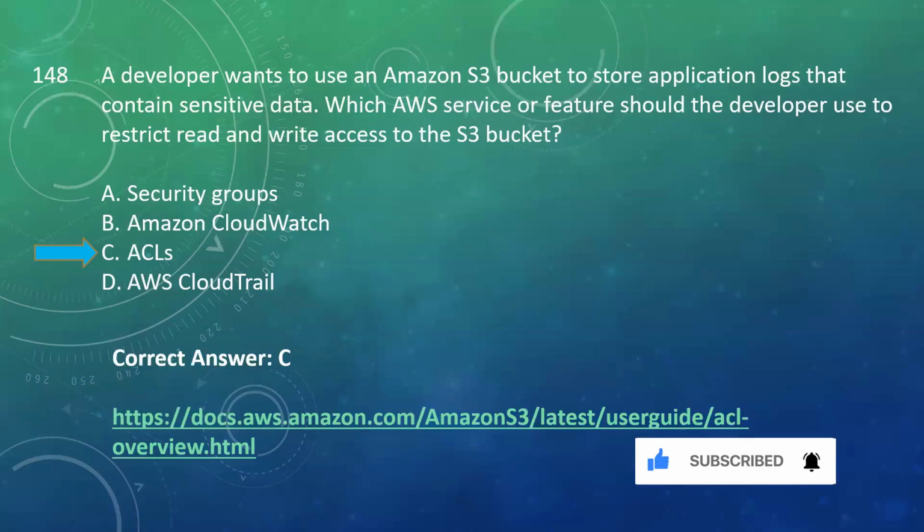ACL, the full form of which is access control list, is one of the resource-based options that you can use to manage access to your buckets and objects. You can use ACLs to grant basic read and write permissions to other AWS accounts. I would highly suggest you go through the link on your screen to understand how ACLs work, as you might want to use this in your implementations as well.